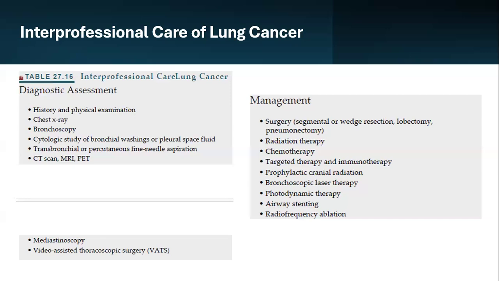The next one is the management for lung cancer. There are many interventions or medical management options related to lung cancer, but the main thing is surgery, whether it's segmental or wedge resection, lobectomy, or pneumonectomy. The next ones are radiation therapy and chemotherapy, targeted therapy and immunotherapy, and so on. There are a lot of management options. You can open your Lewis book and please take a look at the book and read it carefully.